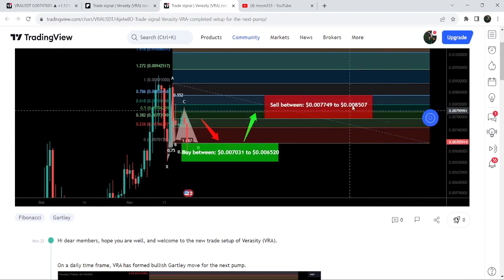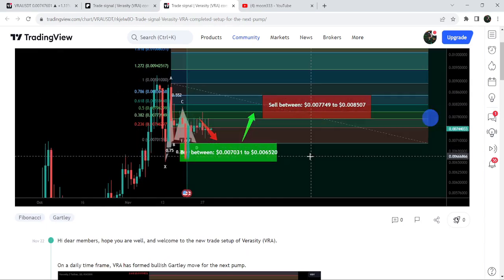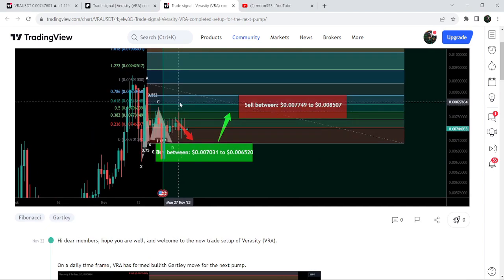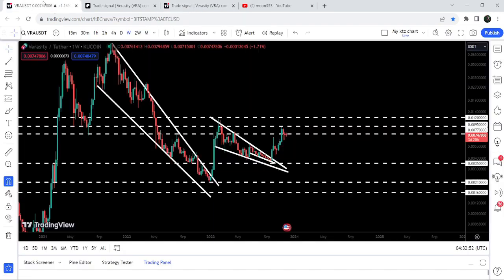Now, if I play this chart, then you can see that the price has started a very nice reversal from this buying zone and reached the sell target zone here. And this was almost 21% pump. And still, it is moving between this potential reversal zone and this sell target zone. Now, let me take you to the live chart of Verasity.